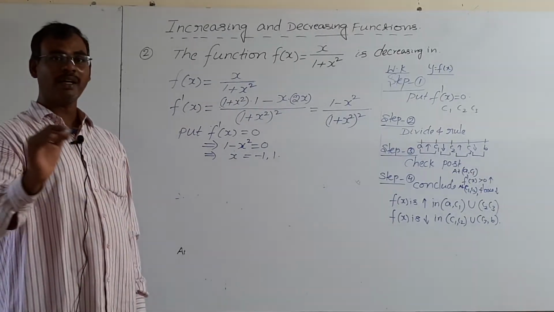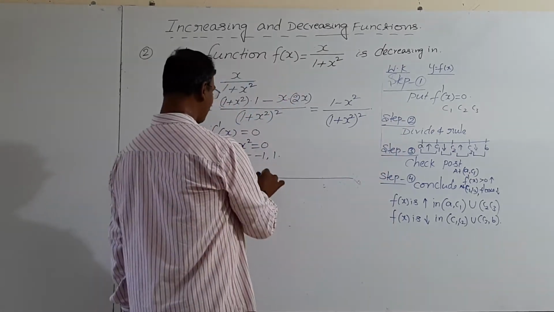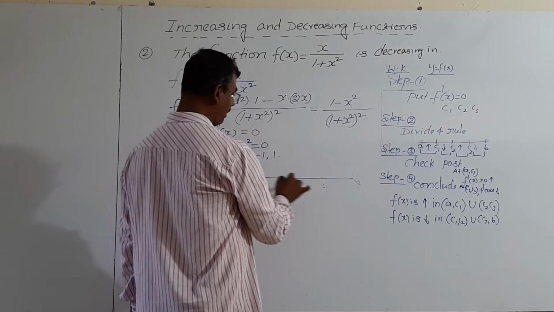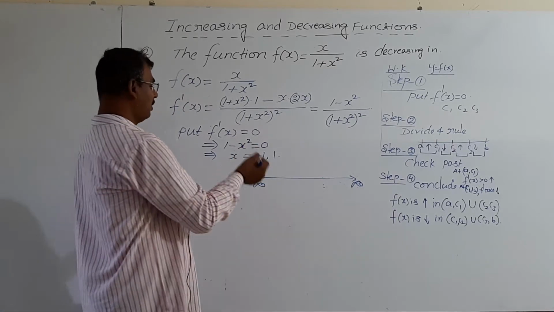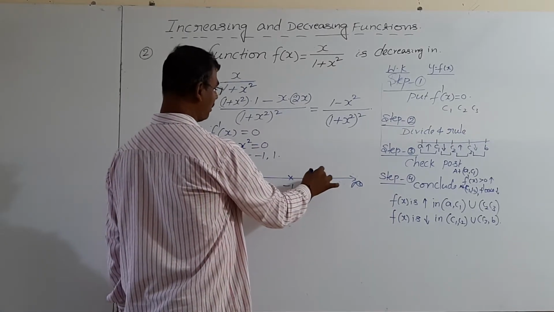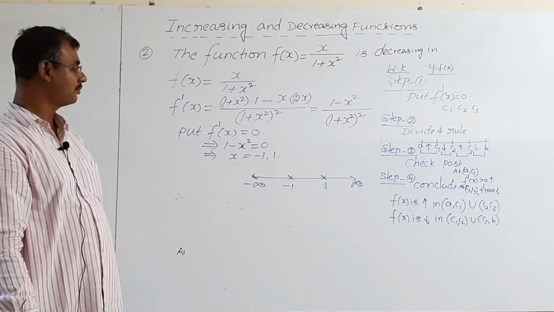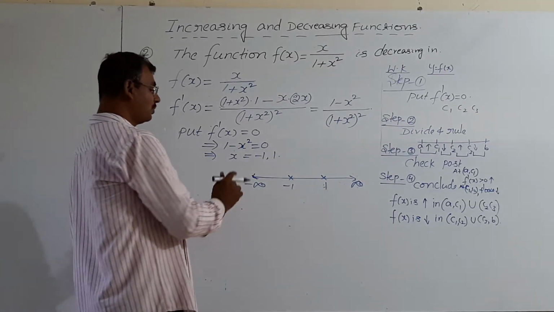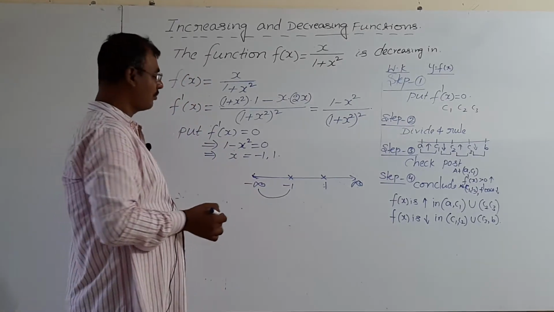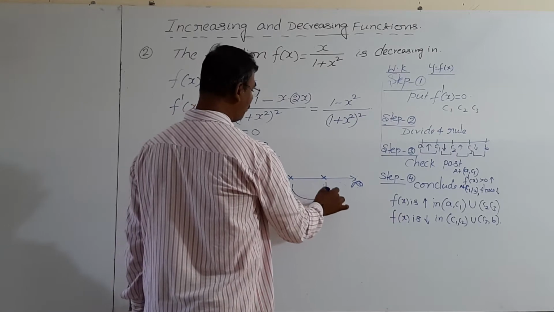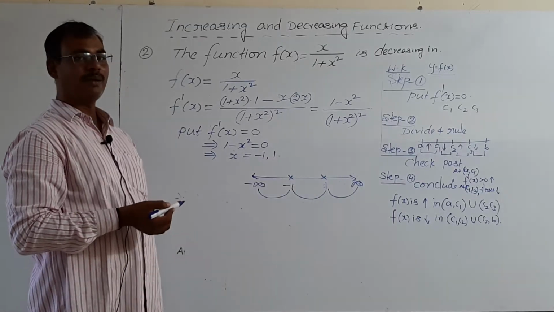Where do we take these roots? We take them on a number line. Step number 2: this is minus infinity and this is plus infinity. On the real numbers, we take minus 1 and plus 1 in ascending order. Then the subintervals are minus infinity to minus 1, minus 1 to 1, and 1 to infinity. Now go to step number 3, check post.